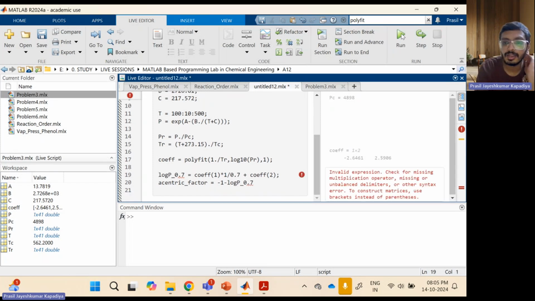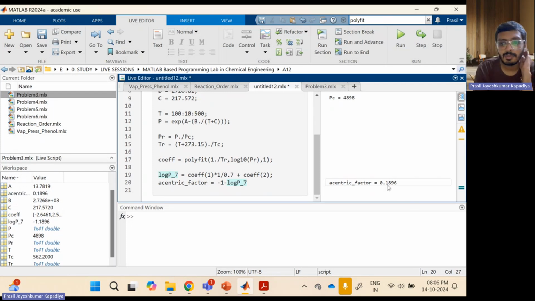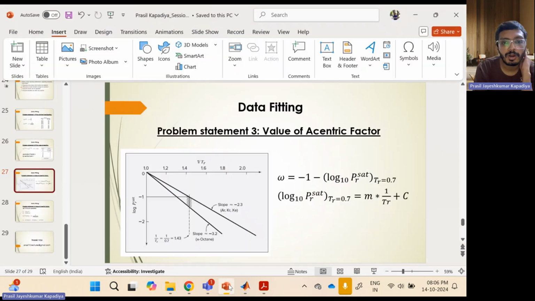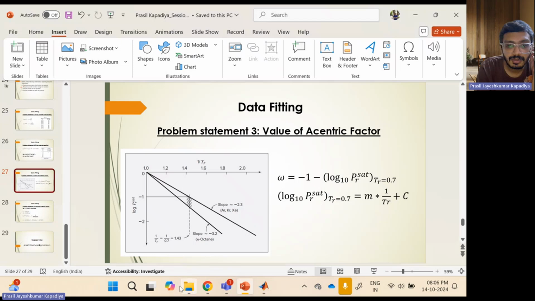So let's see what we are getting. Okay, there is some issue. I can't write it like this. I'm just writing 7, not 0.7. It's not taking it. So my eccentric factor is coming out to be 0.18964. We solved this for benzene, right? So let's look at what the eccentric factor is for benzene.